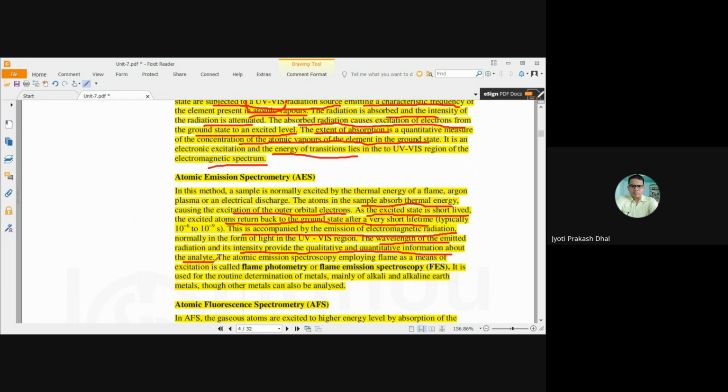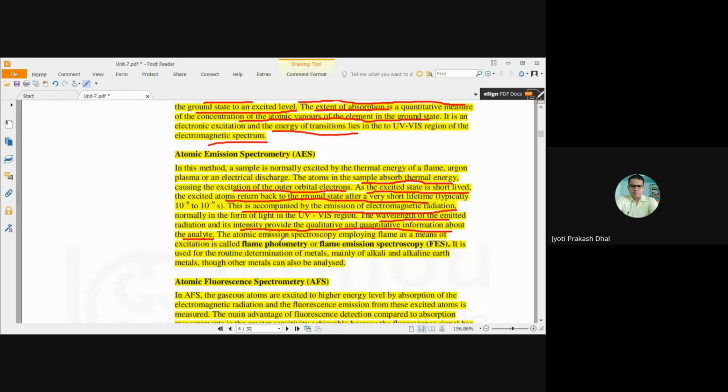That can be calculated. Now, atomic emission spectroscopy employing flame as the means of excitation is called flame photometry, or flame emission spectroscopy. It is used for routine determination of metals mainly, and particularly this spectroscopy is applicable for alkali and alkaline earth metals, and similarly many other metals can also be analyzed.